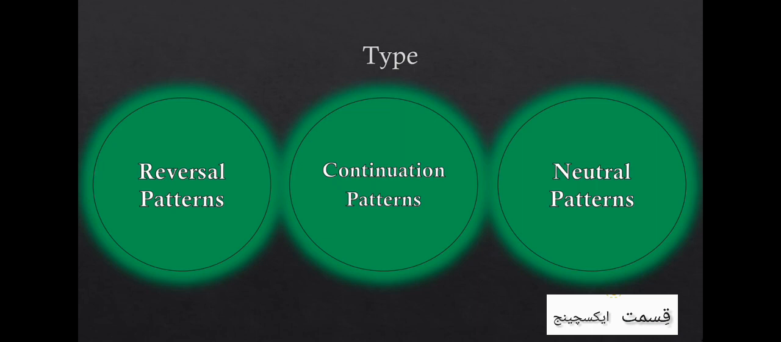In summary, the reversal patterns indicate price will change direction, and continuation patterns indicate that price will not change direction. Both reversal and continuation patterns can either be bullish or bearish. The third and last type of candlestick pattern is the neutral pattern.